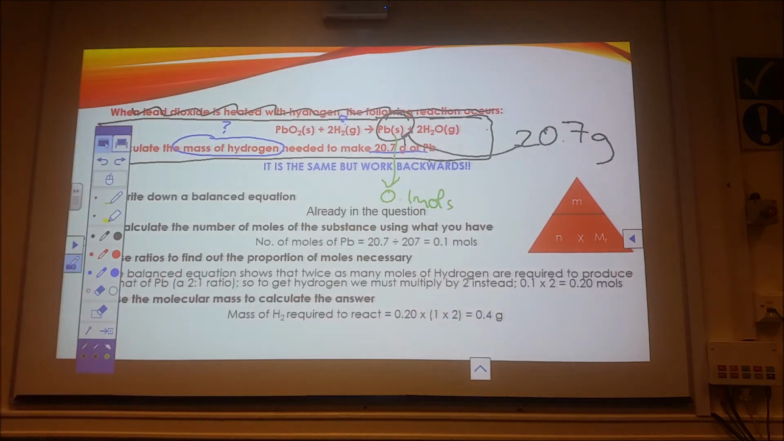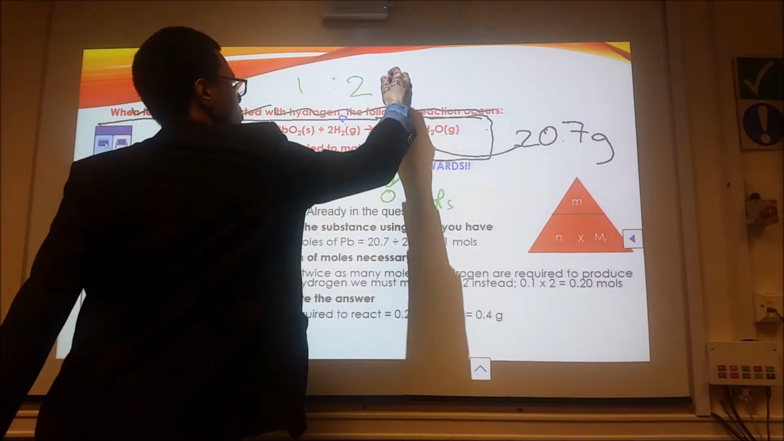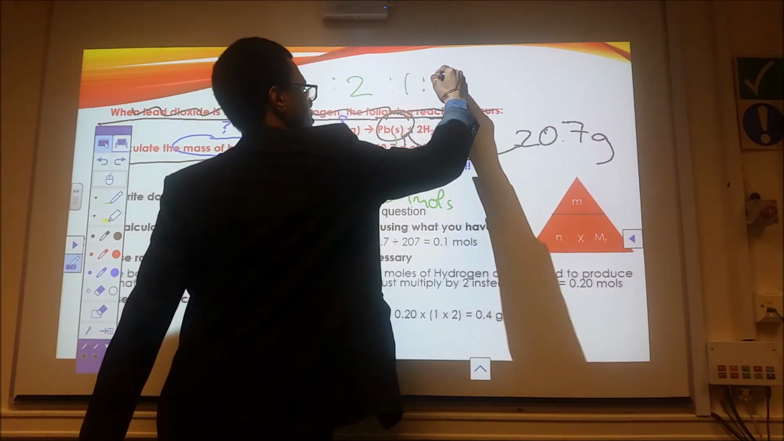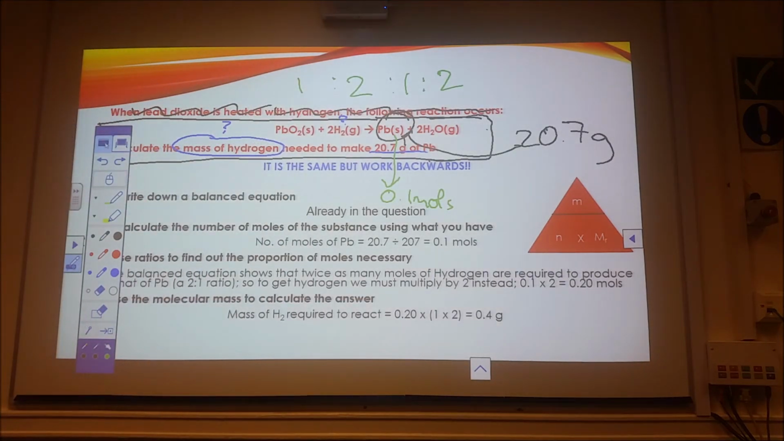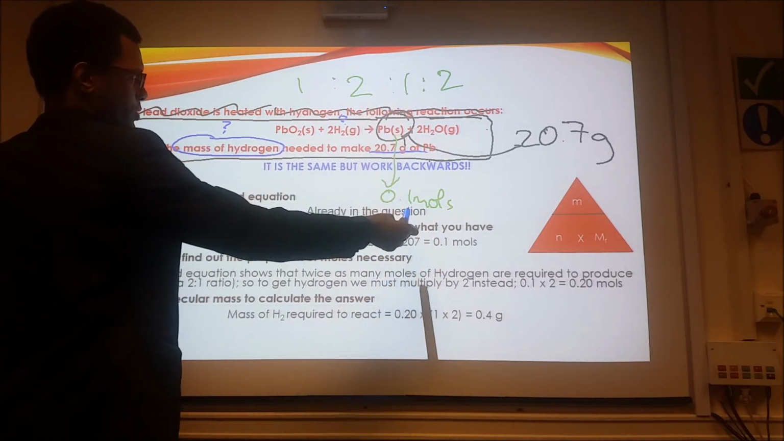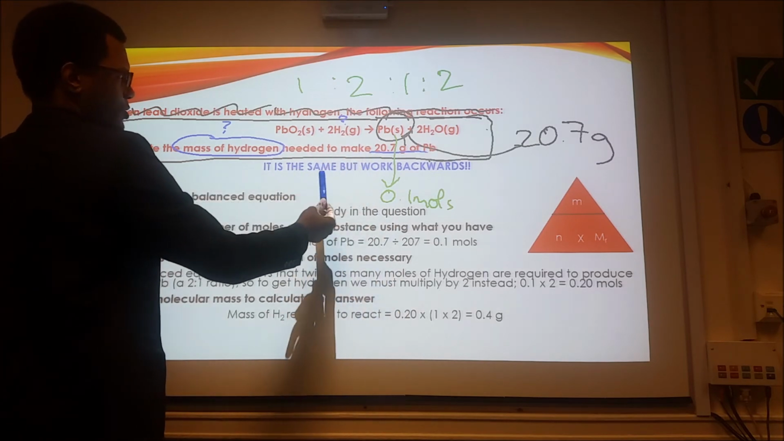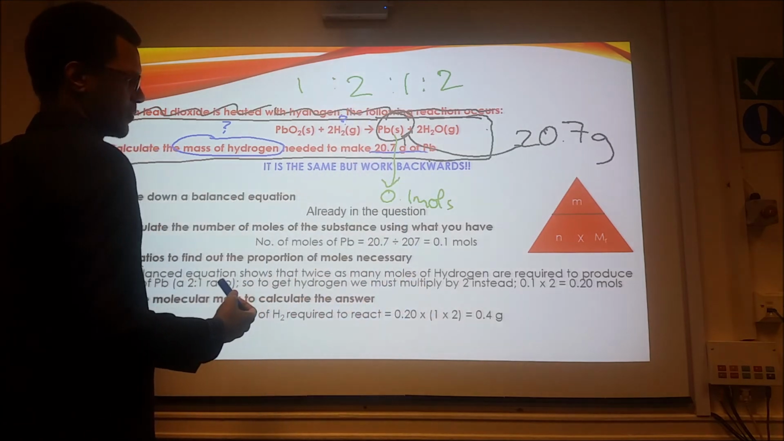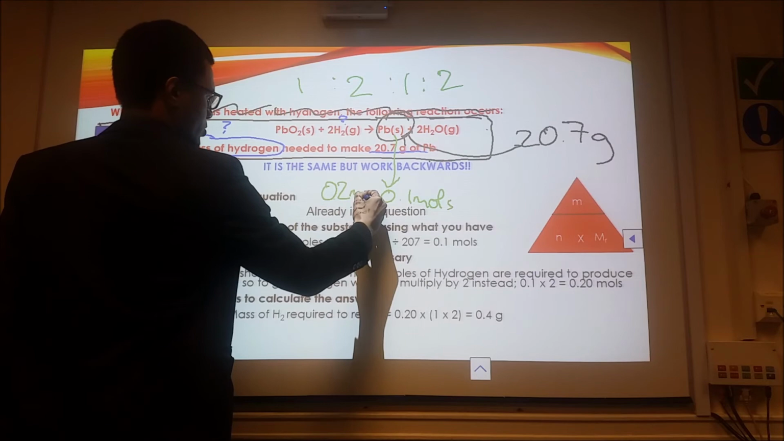Now, having a look at this equation, let's have a look at the ratios. It shows 1 to 2 to 1 to 2. So I can work with that one. I have been told that I have 0.1 moles, and what I would need to do to find this out is that this will be twice the 0.1 moles. This will be twice that value. So this is going to be 0.2 moles.